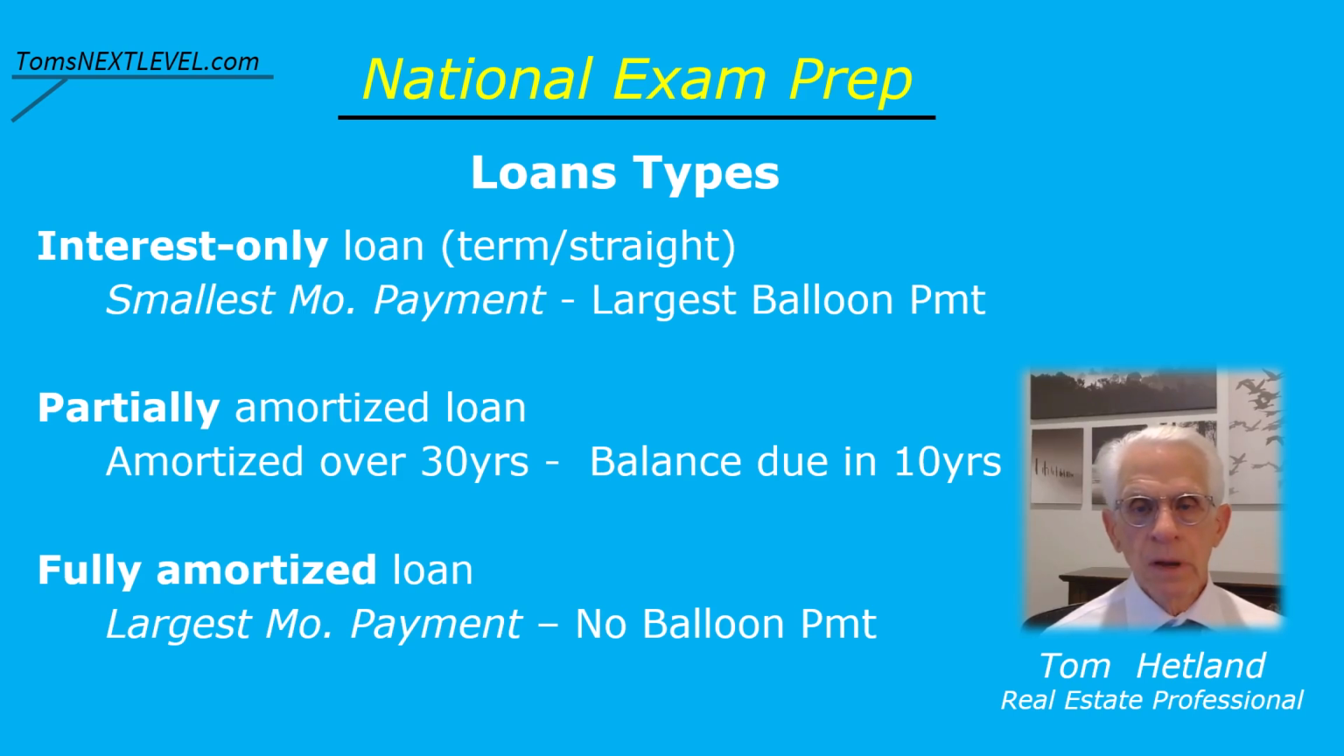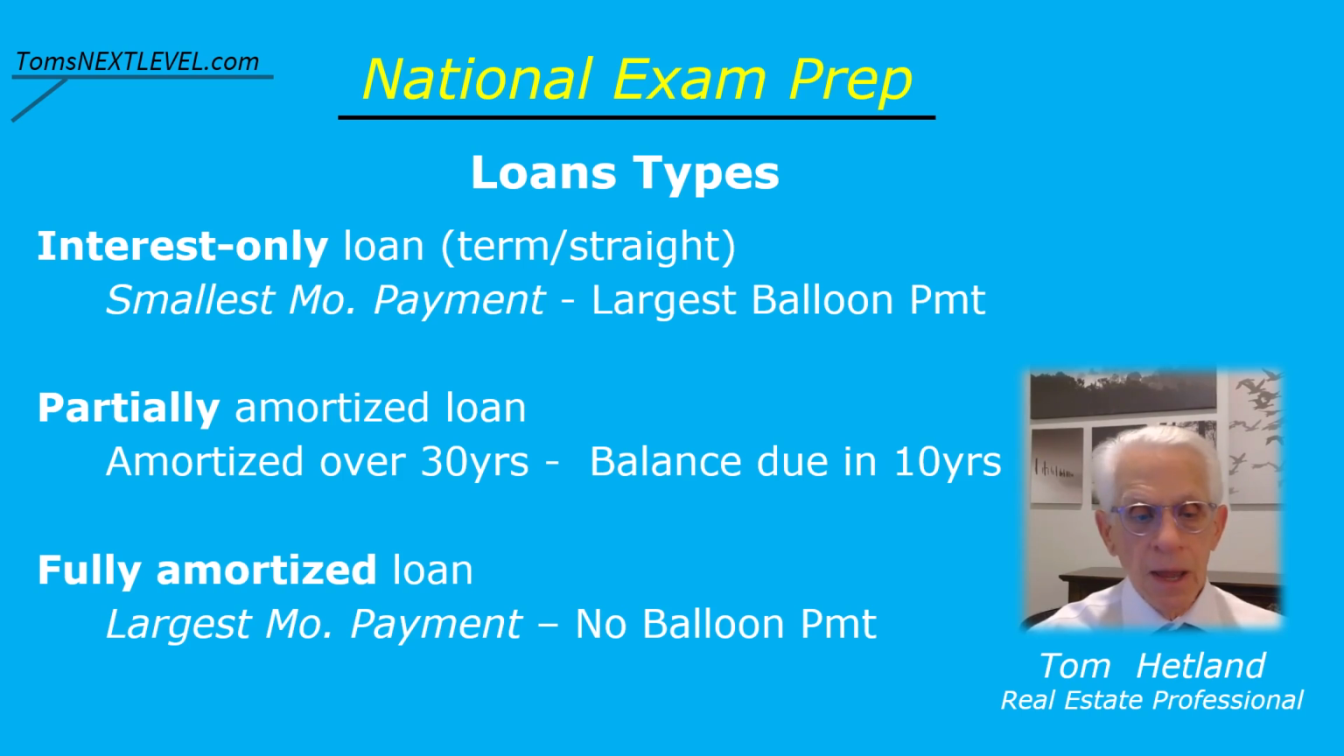So what happens with the interest-only loan? I borrow $100,000, I make interest-only payments for 5 years. How much do I owe at the other end? I owe the whole $100,000. So an interest-only loan has the smallest payment because I'm only paying interest. But it's also got the largest balloon because I owe the entire balance at the other end of the loan.